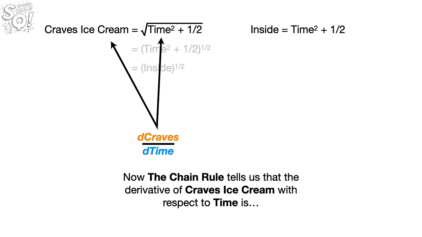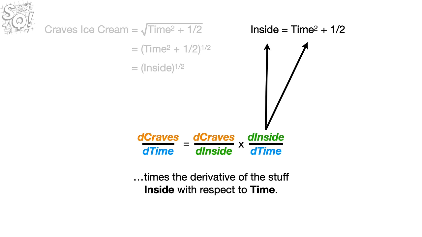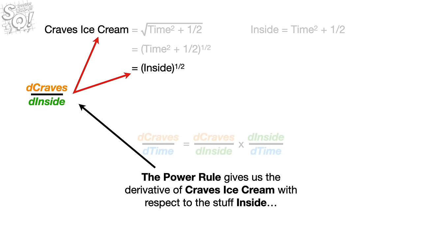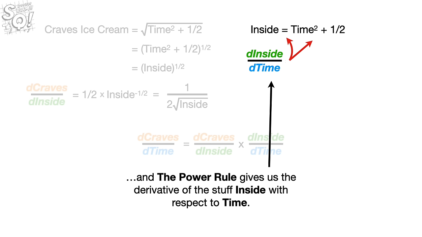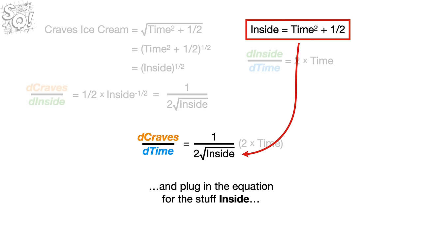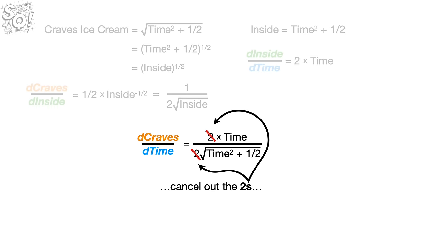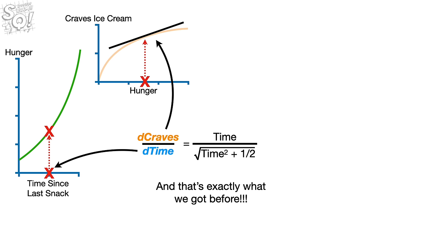Now, the chain rule tells us that the derivative of craves ice cream with respect to time is the derivative of craves ice cream with respect to the stuff inside times the derivative of the stuff inside with respect to time. The power rule gives us the derivative of craves ice cream with respect to the stuff inside, and the power rule gives us the derivative of the stuff inside with respect to time. Now we just plug the derivatives into the chain rule and plug in the equation for the stuff inside, cancel out the twos, and we get the derivative of craves ice cream with respect to the time since last snack. And that's exactly what we got before. Bam!